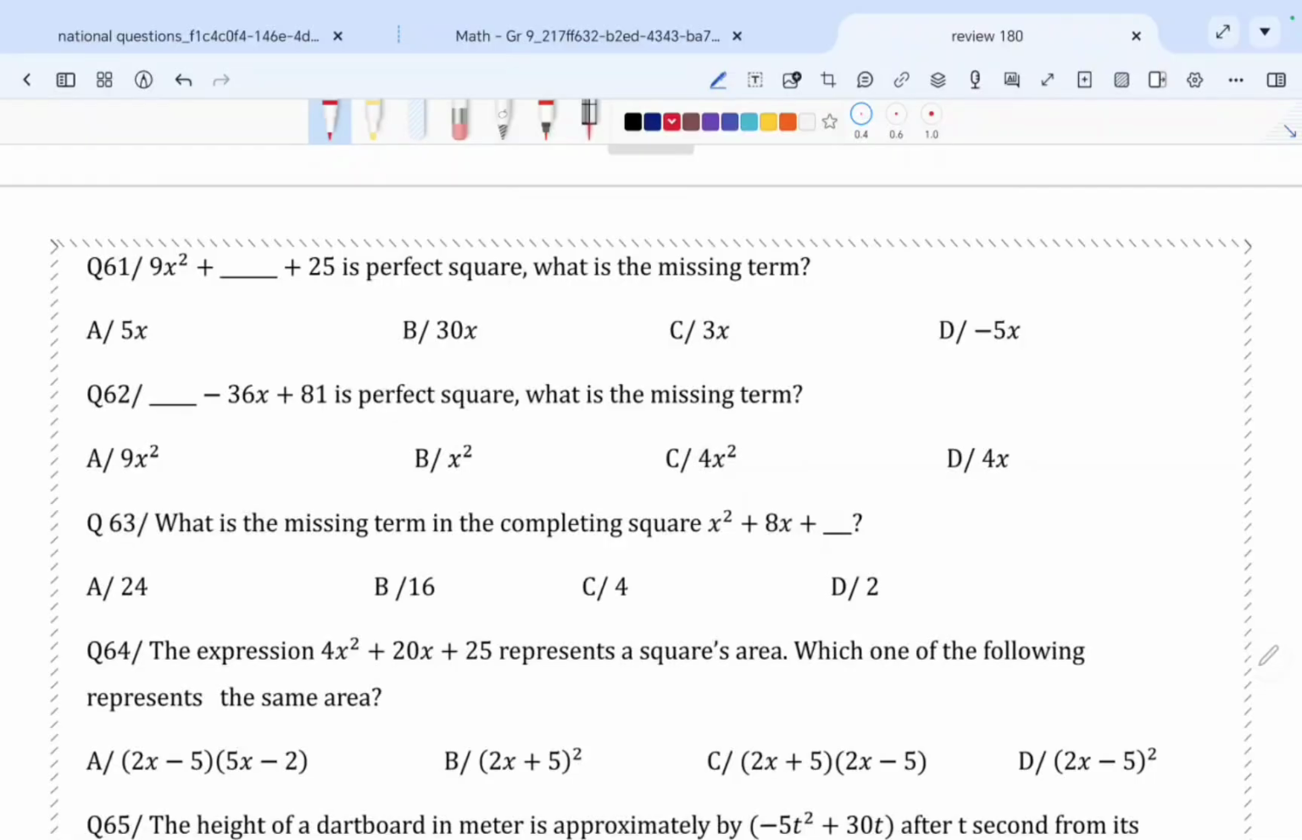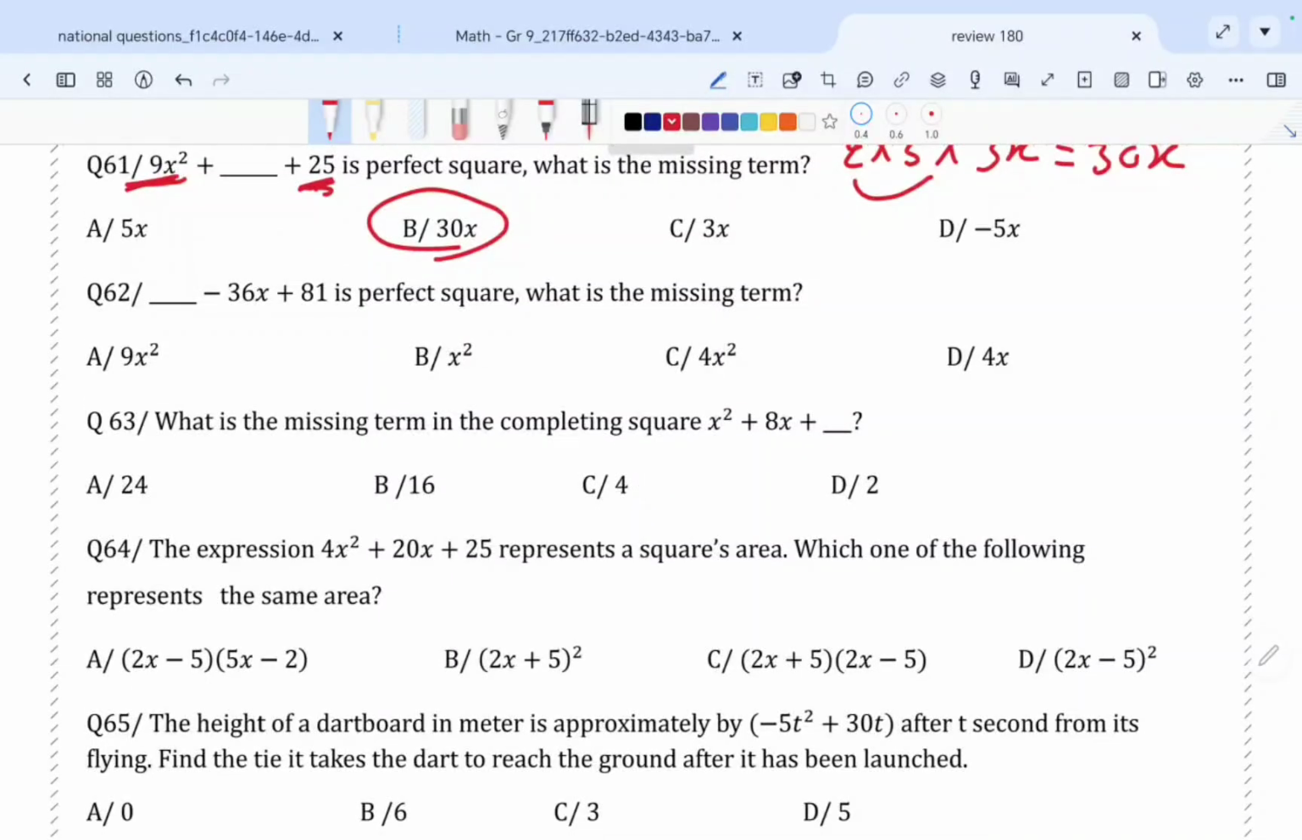Again, the middle term was missing. 9x power 2 plus what plus 25 is a perfect square. What's the missing term? Same rule, 2 times what's the perfect square of 25? It's 5. Times what's the perfect square of 9x power 2? It's 3x. 2 times 5, 10, times 3, it will be 30x. Which one is 30? B.